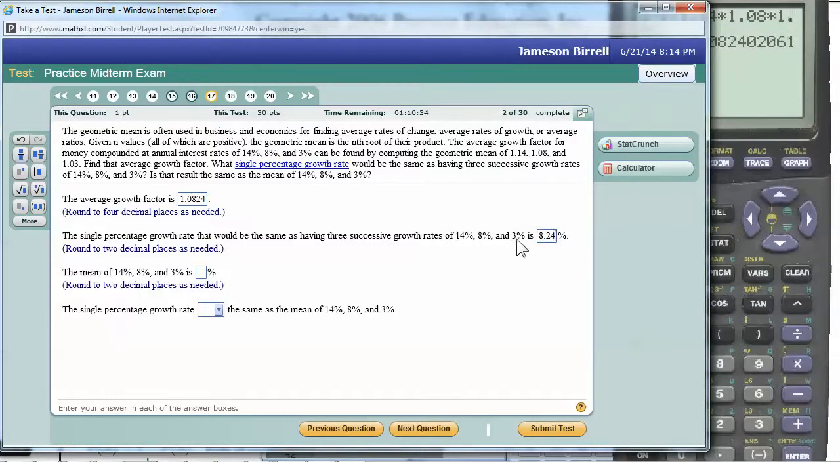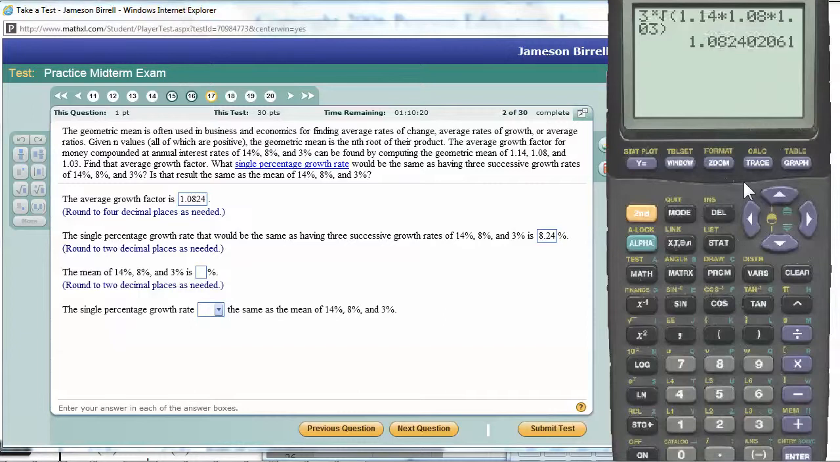And it kind of makes sense. That looks like it's in the middle, even an arithmetic middle, a regular arithmetic mean. In fact, that's what they want us to find next, right? The mean of 14, 8, and 3. So let's try that.